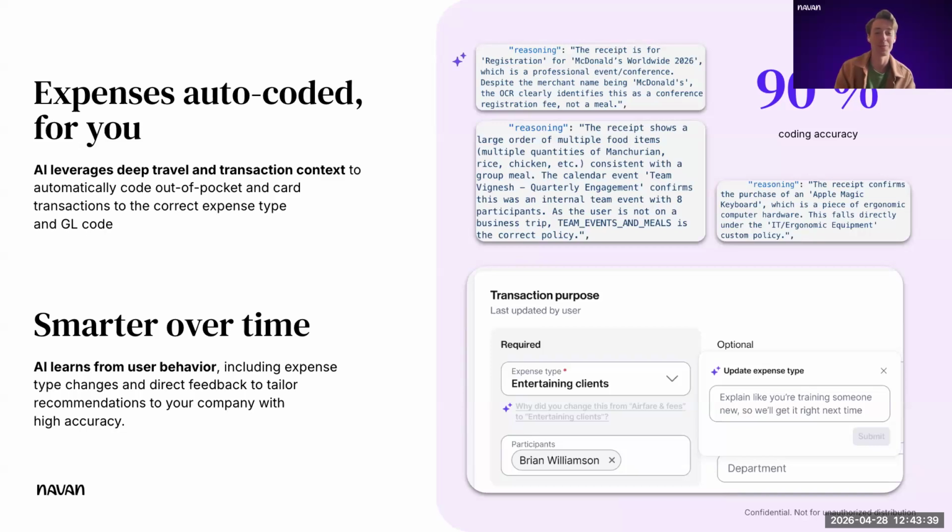For those that are interested, you can definitely read through it. But we're at a point now where we can code transactions to the right expense type with 90+% accuracy, using receipt data, L3 data, transactional data, the user's role, the calendar invite, all sorts of things. One example here is that somebody registered for the McDonald's Worldwide 2026 conference. In that case, McDonald's was the merchant, but our agent was able to see that the receipt was for this conference, and that the description included some details about the conference. So it was able to code it to conferences instead of meals.